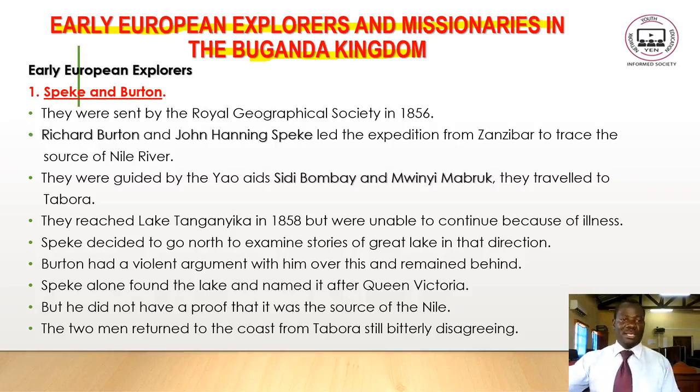So let's start with the early European explorers. There was Speke and Burton. They were sent by the Royal Geographical Society in 1856. Richard Burton and John Hanning Speke led the expedition from Zanzibar to trace the source of the Nile River. So you see, their aim of coming there was to trace the source of the Nile River.